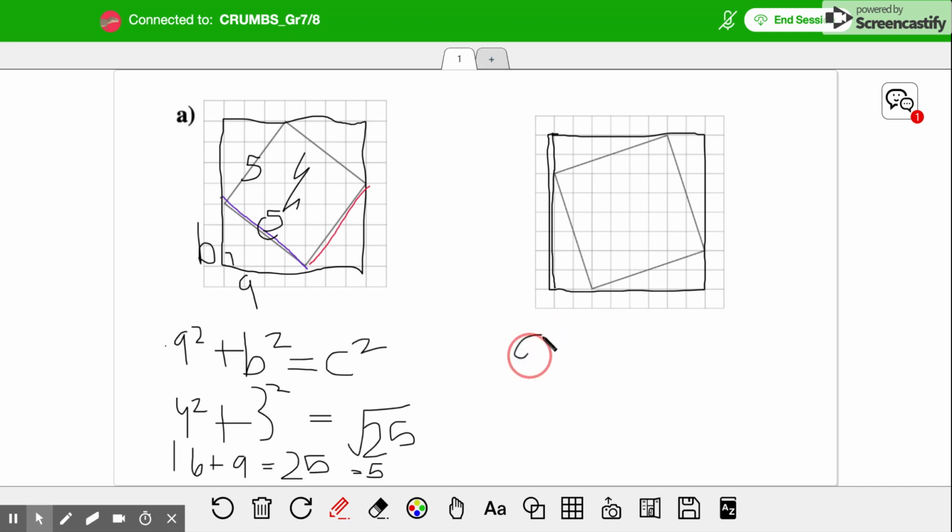Okay, sure. So 1, 2, 3, 4, 5, 6. So A would be 6, and then B would be 2. I'm just going to count if these are all the same 2, because it could be different, right?